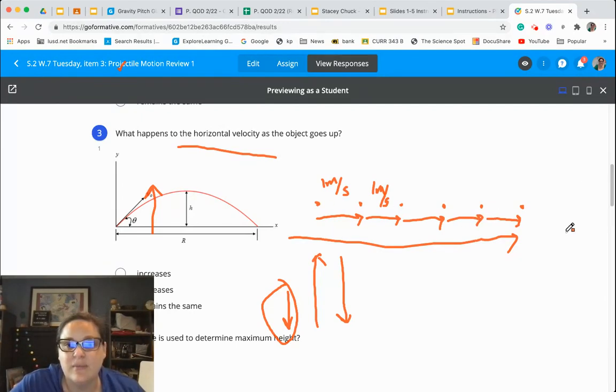So it remains constant. This is once again going back to Newton's first law of motion. An object in motion will remain in motion in a straight line unless acted upon by a force. So an unbalanced force. So this illustrates that exact situation. So what happens to the velocity as it goes up? Well, it remains the same.